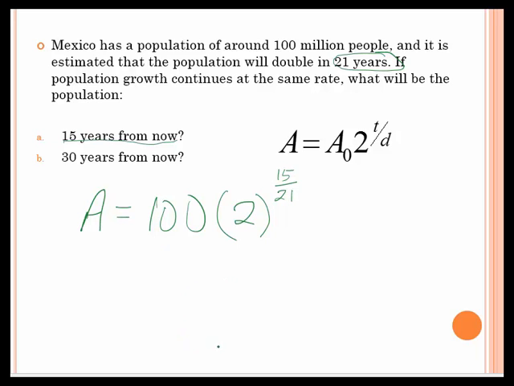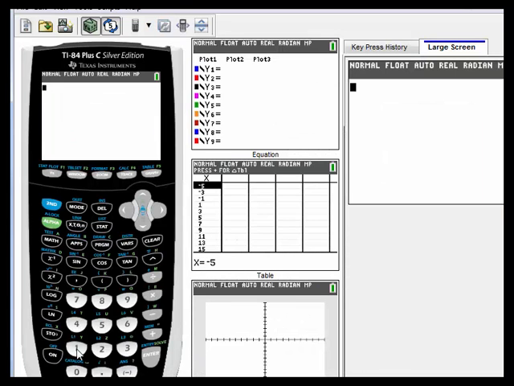So we're going to grab our calculator and take 100 times 2 to the power of 15 over 21. So we're going to take 100 times 2 to the power of, so I'm going to go to the caret button right there, of 15 divided by 21, and I'm going to put that in parentheses, 15 divided by 21, to make sure that we're using order of operations here. So 100 times 2 to the power of 15 divided by 21 gives us 164.07 if I round.